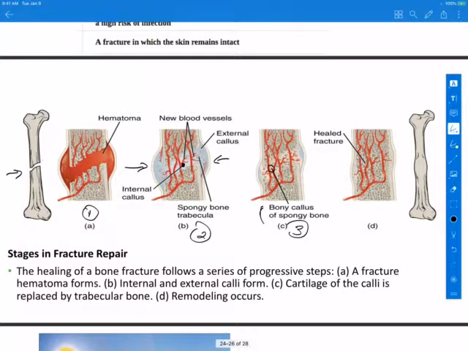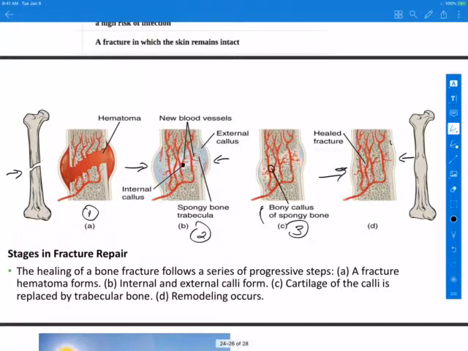And then remodeling takes place over time. The remodeling replaces the immature woven bone with the mature bone. And it can remain a little bit swollen there for a while.